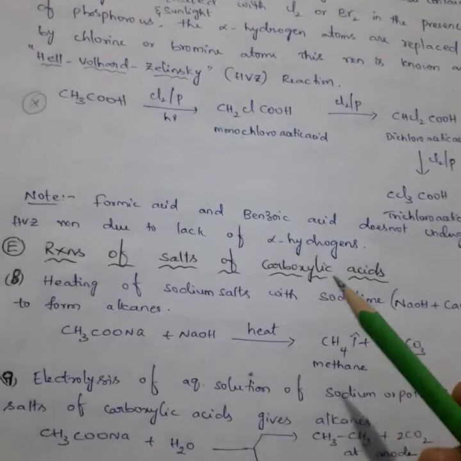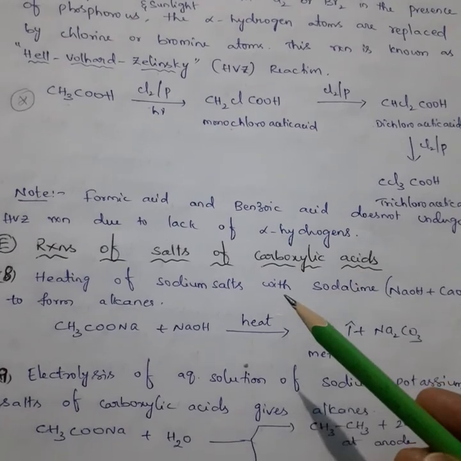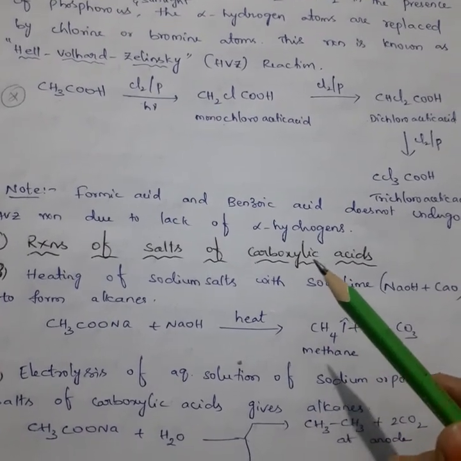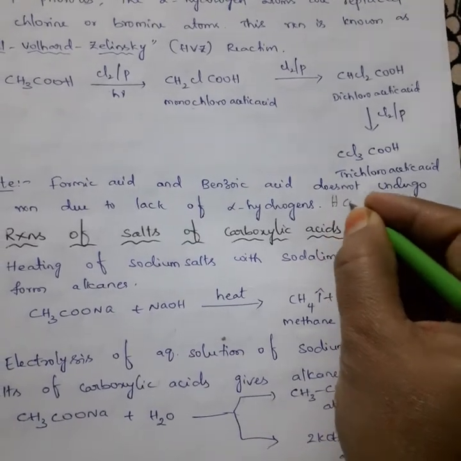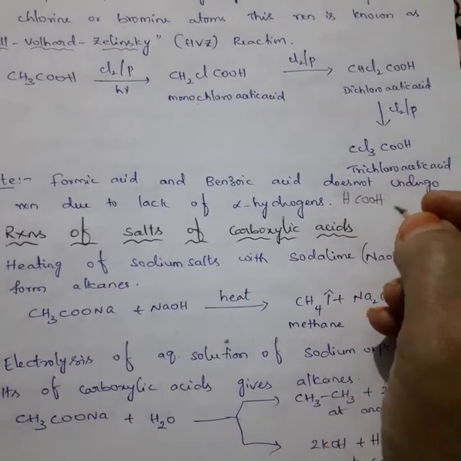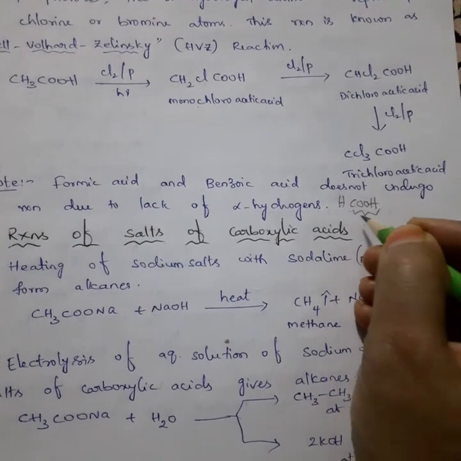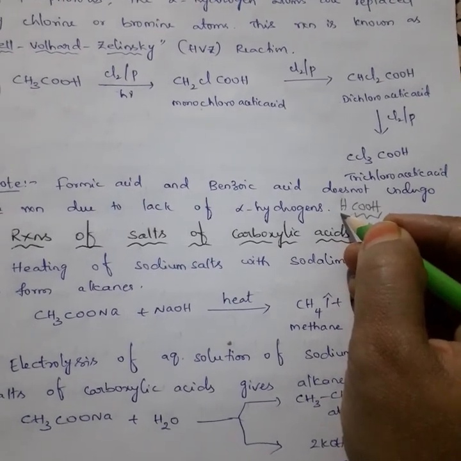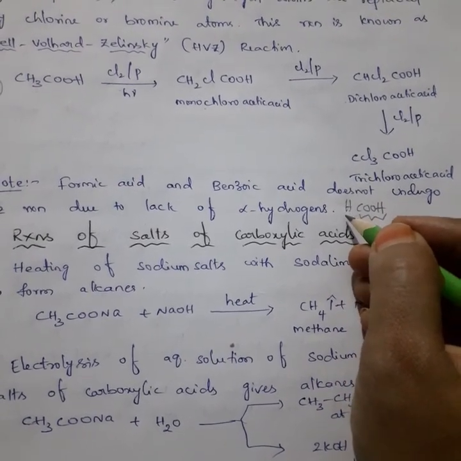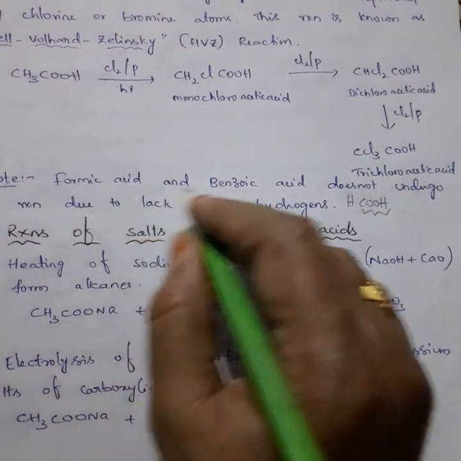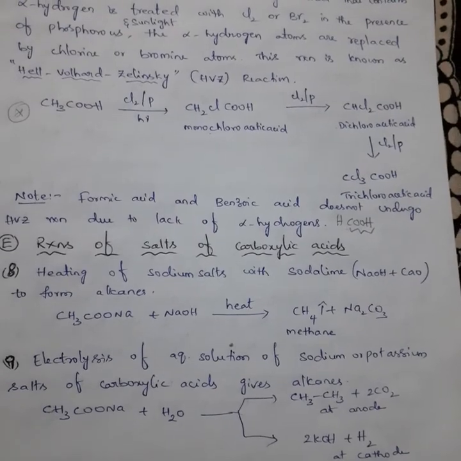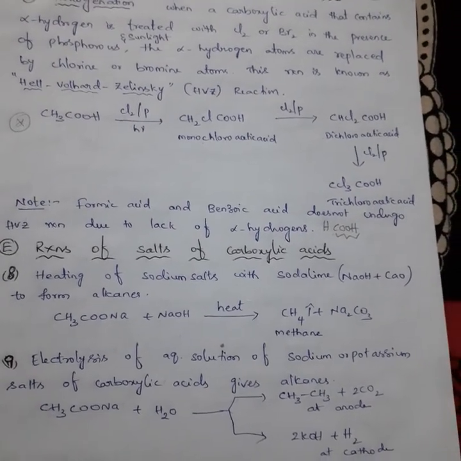Next, formic acid and benzoic acid do not undergo this reaction. Why? Because they have no alpha hydrogens. If you observe, HCOOH is formic acid, so there is no carbon attached to the functional group. That's why there is no alpha carbon, meaning there is no alpha hydrogen. So formic acid and benzoic acid do not undergo the HVZ reaction.